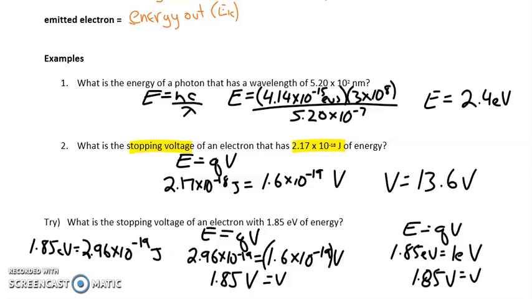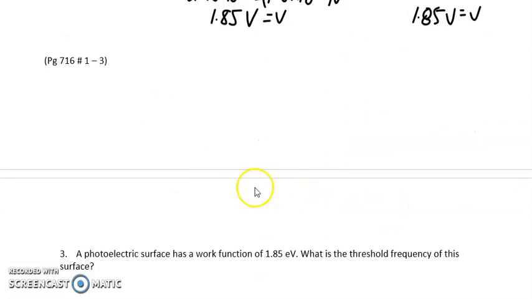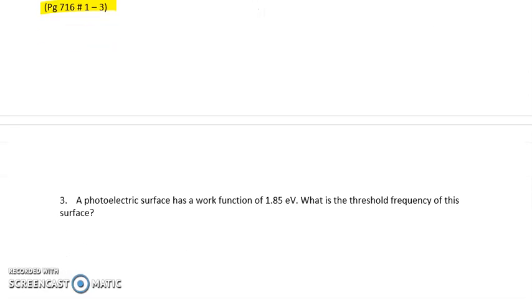The stopping voltage is the amount of energy in electron volts. Try these three questions in your textbook. Make sure you're matching up before continuing on. If you got questions, let me know.